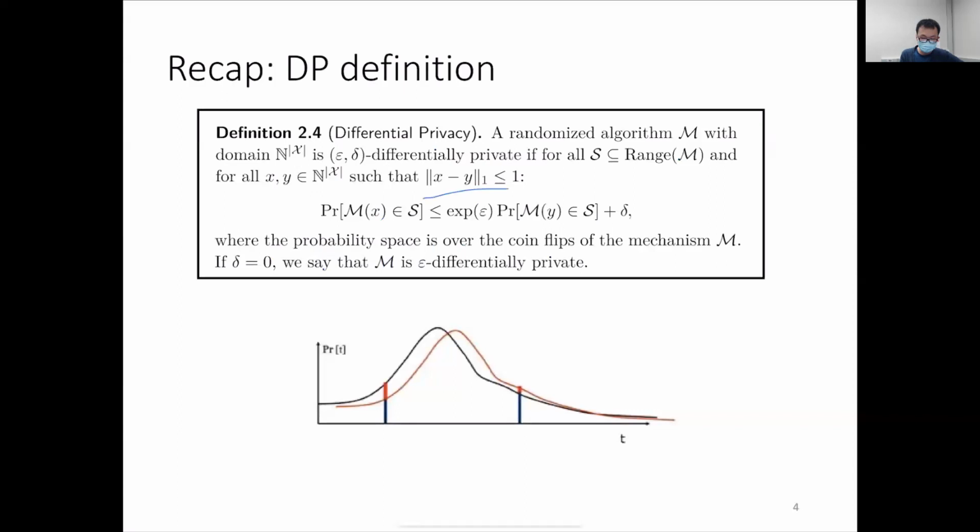It says that for any two neighboring data sets and for any possible output, the probability of observing this output is bounded in a multiplicative way and in an additive way in a parallel world where a data set is a little bit different, and then you receive the same output. So this shows that for any two neighboring data sets, the distributions of the output are more or less the same. Therefore, it is private. And when delta is 0, we say that M is epsilon pure differentially private.